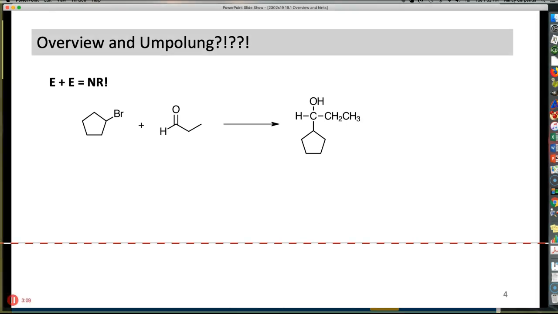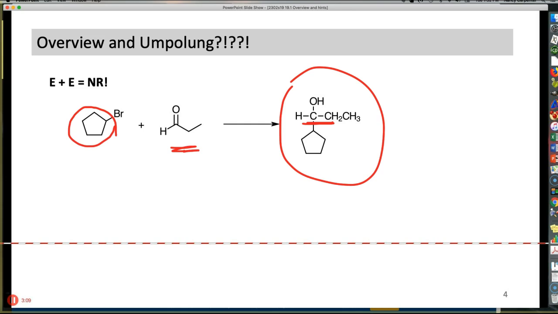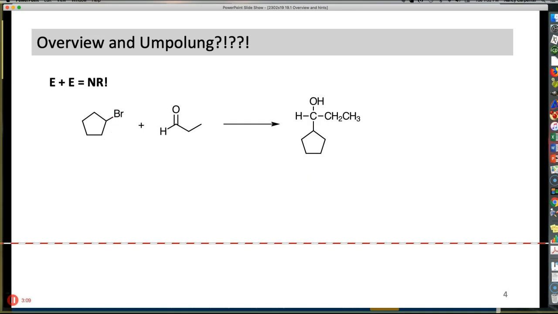Let's say I would really like to make this molecule. And clearly, what I can see is I'm trying to add this piece to this piece. And if that's the case, it seems like I just want to go right here and do something like that, making a new bond between this carbon and this carbon.